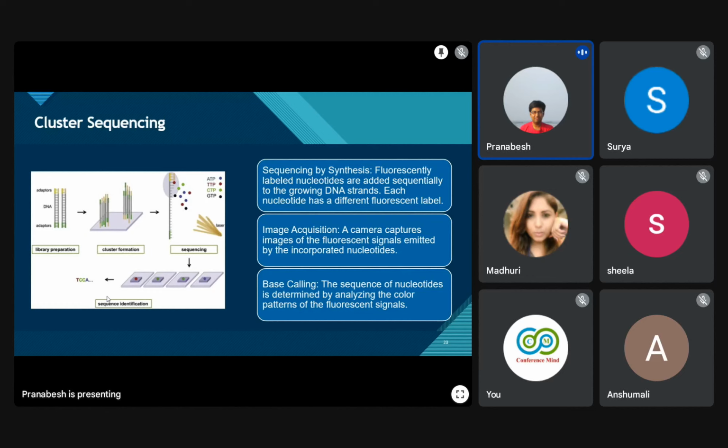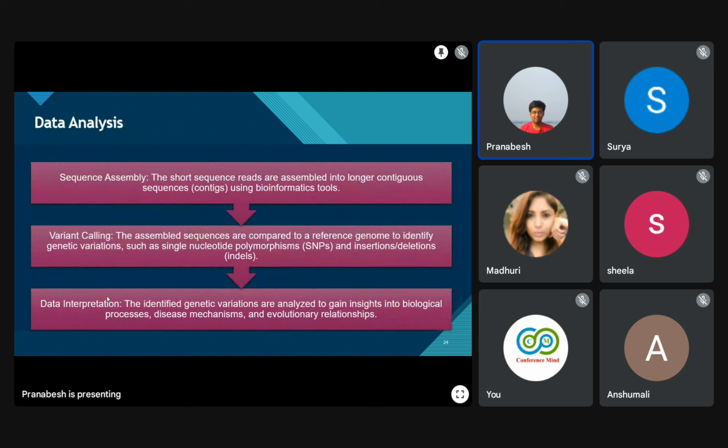TTP, there are different types of color patterns, CTP, GTP. So the sequence of nucleotides is determined by analyzing the color patterns of the fluorescent sequence. So then going for the data analysis.